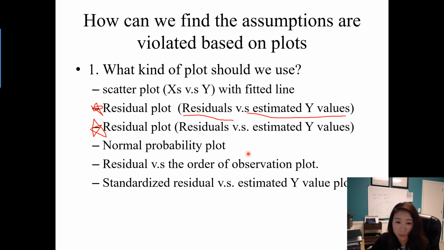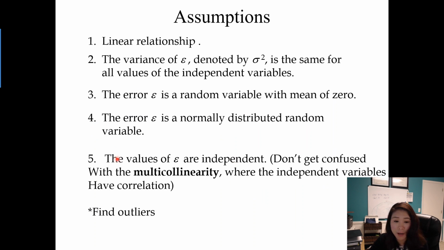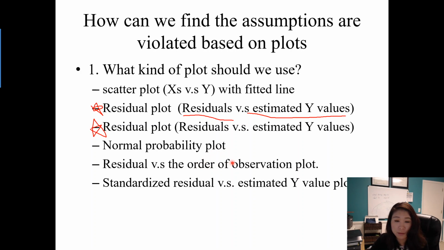Let's look at the next one, assumption number 4. We're assuming the residual is normally distributed. Therefore, we're looking for the normal probability plot. The next one is the residual versus the order of the observation plot. We use this plot to examine assumption 5, that the values of the residual are independent. So this one uses the residual versus the order of the observation plot. Similar to the residual plot, we need to create this plot by ourselves.